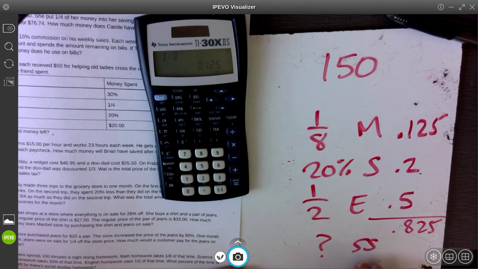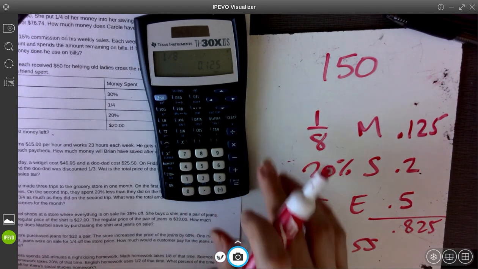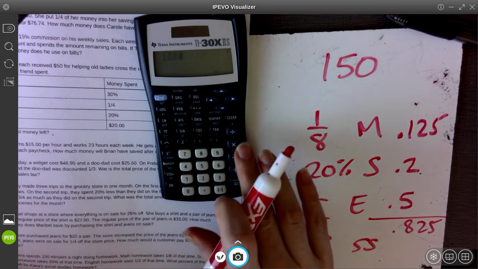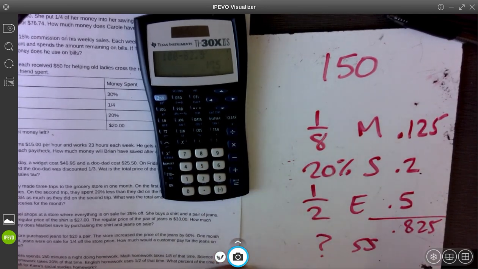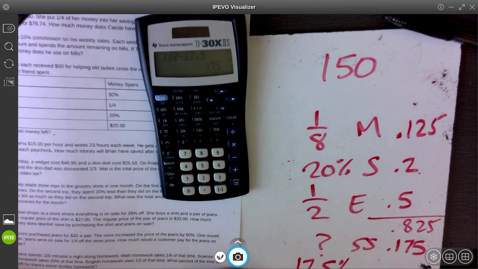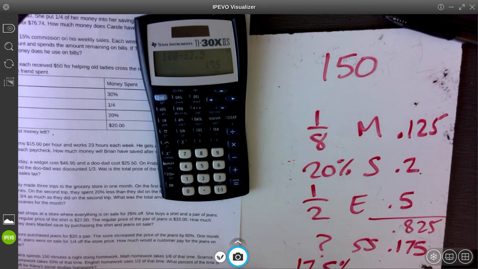So how much time does she spend on social studies? Well, what's left? If I take 100% and I subtract 82.5%, she has 17.5% or 0.175. Okay, 17.5%. And that should all add up to 100 of the 150 minutes. Now, it doesn't ask me how many minutes is that, thankfully, but you could find that by multiplying 150 by 17.5% and getting how many minutes she spent.